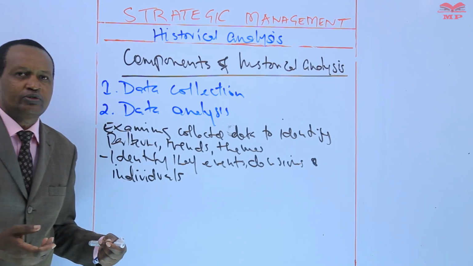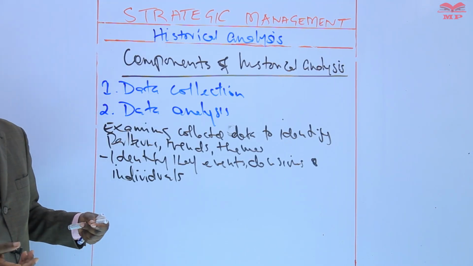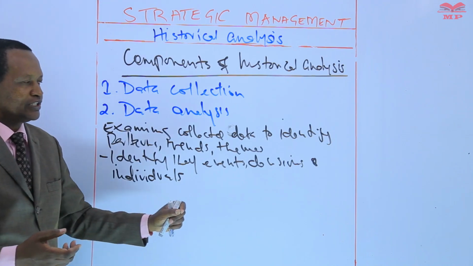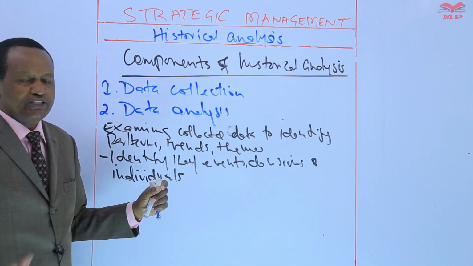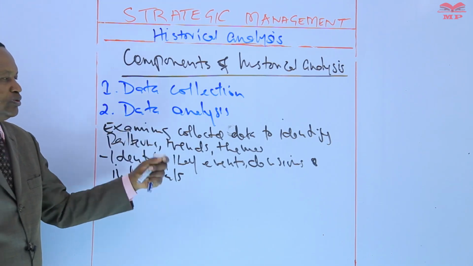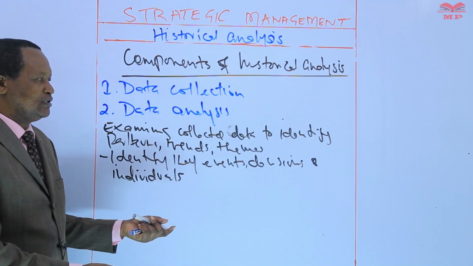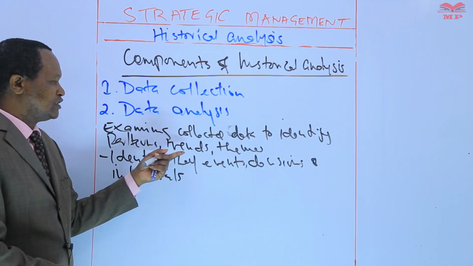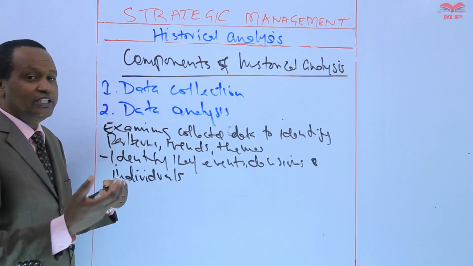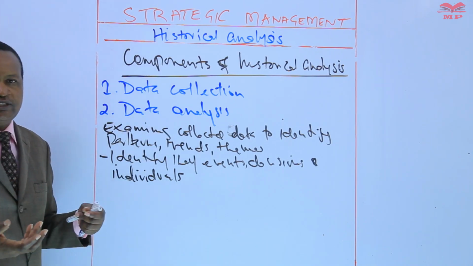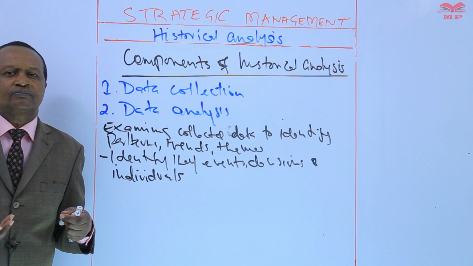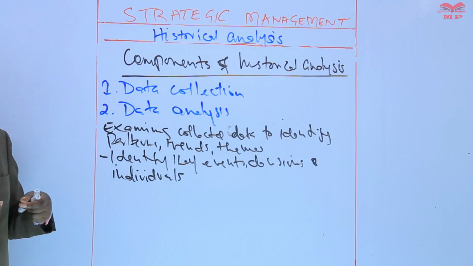You can't miss all that. When you go to the records of an organization, you will see who was making what decisions. You will see who was behind the events. You'll also be able to identify the trends, the patterns, and the themes by looking at historical data.